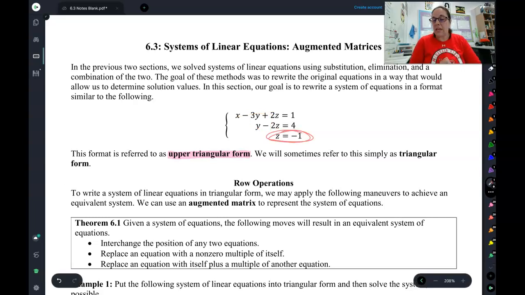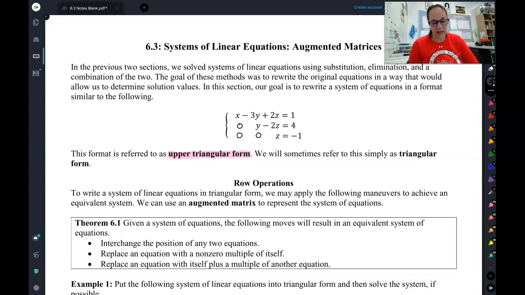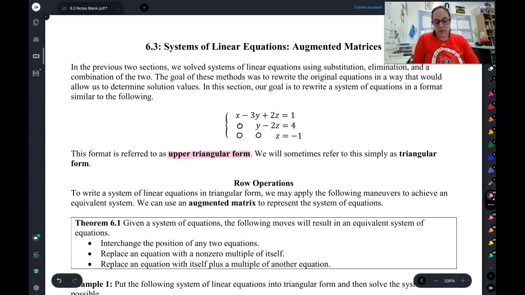The reason we like upper triangular form is it's really easy to solve from here. I can get z. Then you can plug z into this one to solve for y. Then you can plug y and z into that one to solve for x. So upper triangular form is really helpful. And basically we have zeros right here. And that's what makes it that upper triangular shape. This is sometimes also called triangular form.